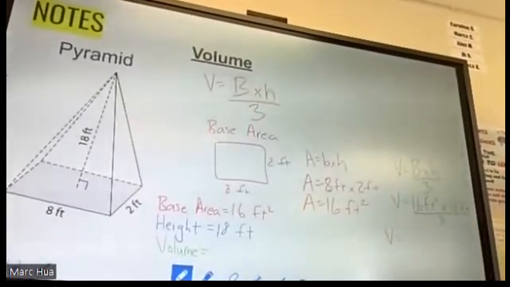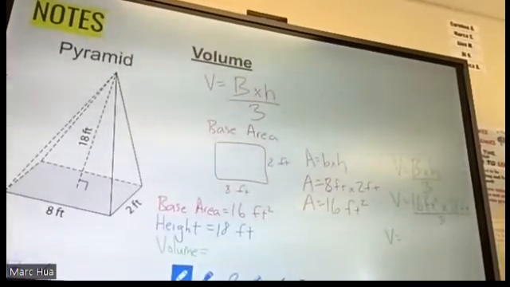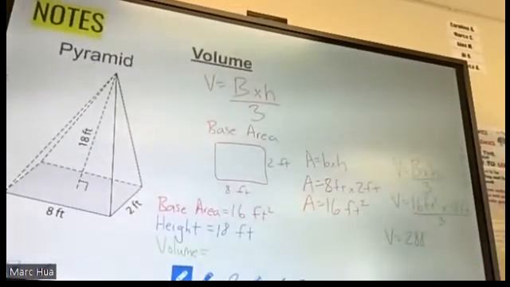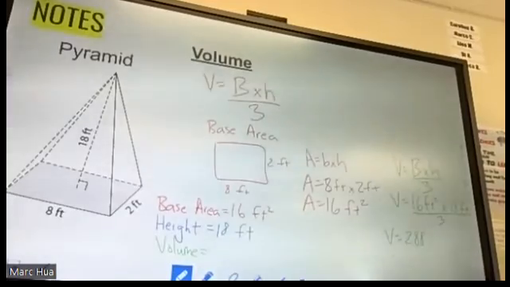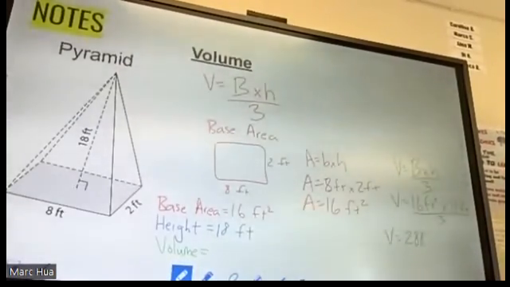Okay. 16 times 18. I know that 10 times 18 is 180, and 6 times 18 is 108. 180 plus 108 is 288. Or 16 times 20 is 320, subtract 36. Yeah, that sounds right. Okay, so now we have 288.